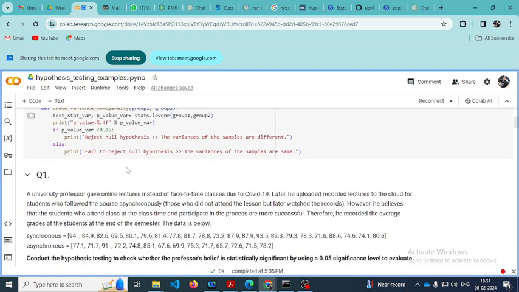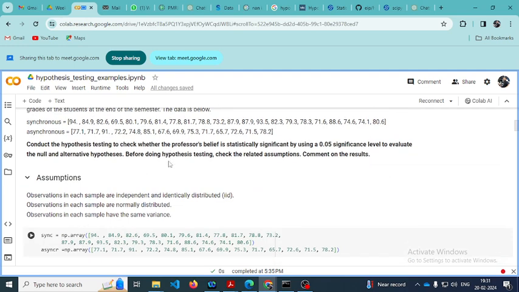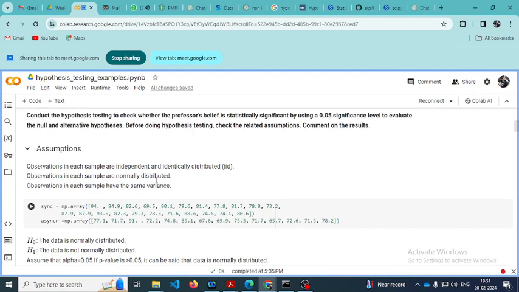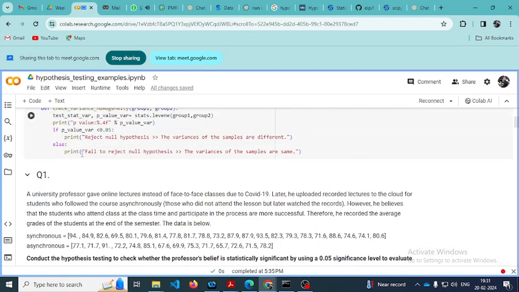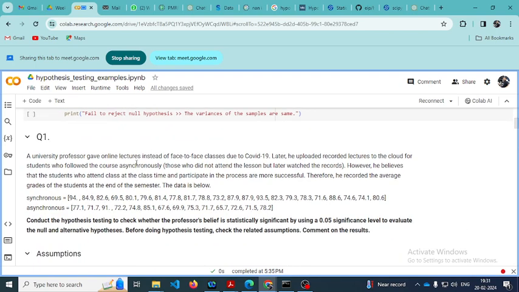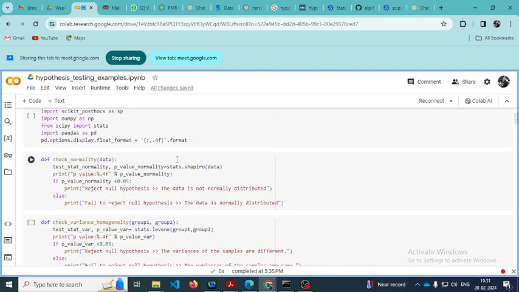That means you are going to check this one, 0.6556 less than 0.05. Is it true? No, right? Then it will go here. So it will fail to reject the null hypothesis. What is your null hypothesis? You are assuming as the null hypothesis that the data is normally distributed. So the data is normally distributed.